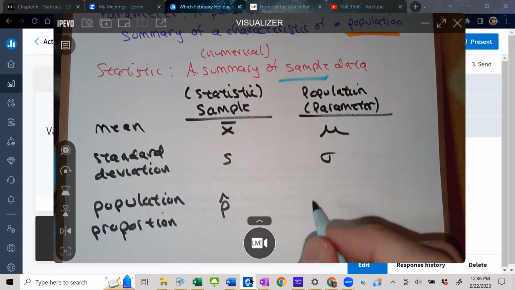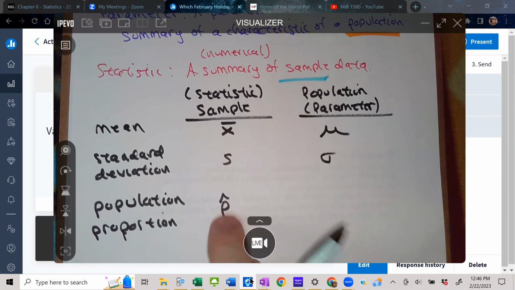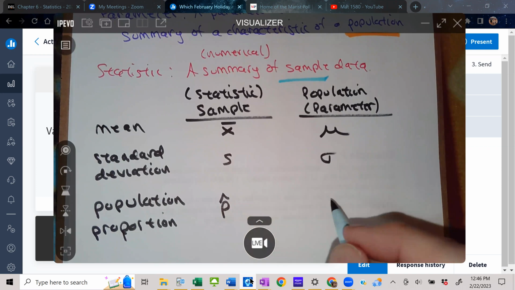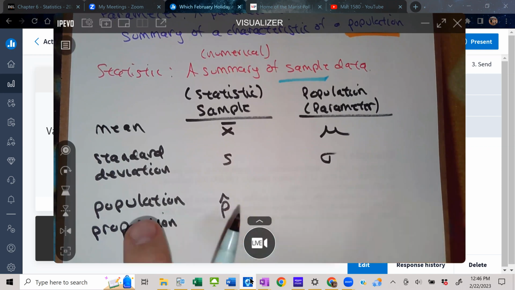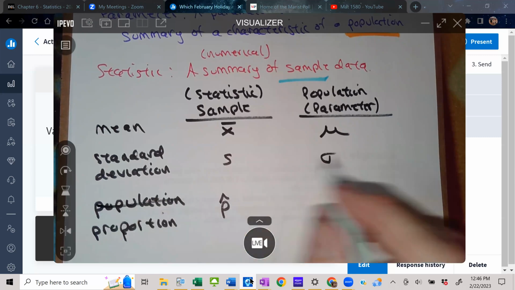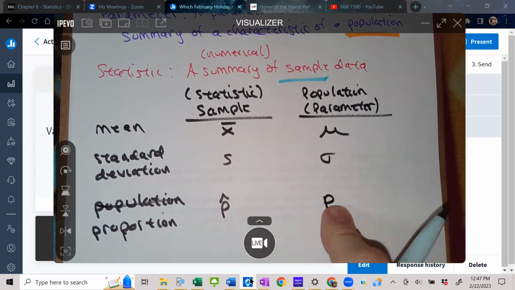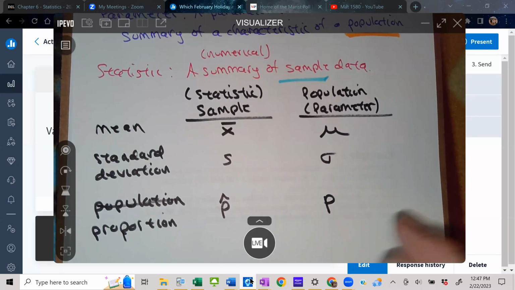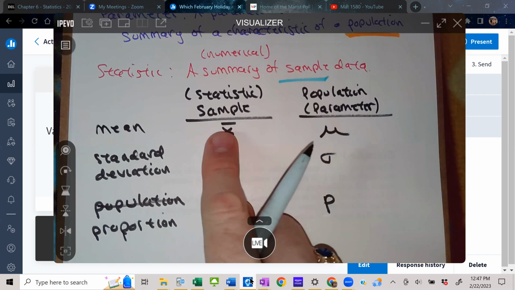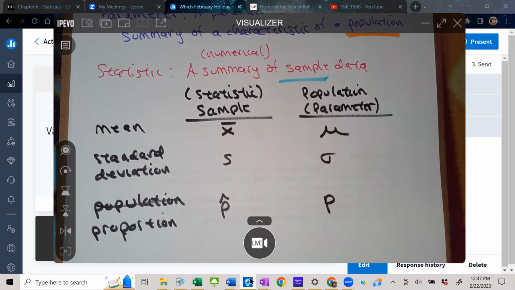Now, annoyingly enough, P and P hat and things that look a lot like this are going to get used a lot for the remainder of the course. But at least right now, our proportion is P hat for a sample and P for a population. So again, you've got a difference between your sample statistic and your population parameter. What you're hoping, because it's not realistic to get data for everybody, especially if you're looking at something as inconsequential as what's your favorite February holiday.